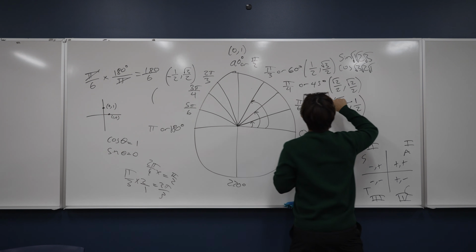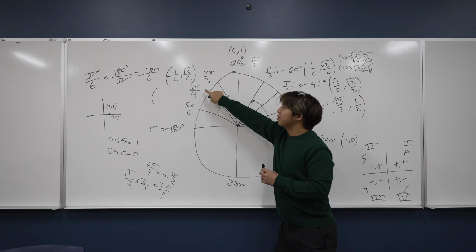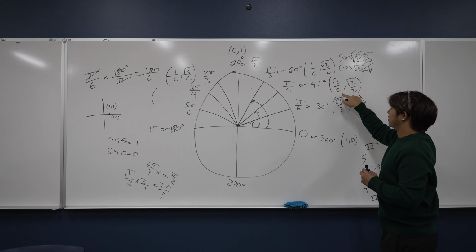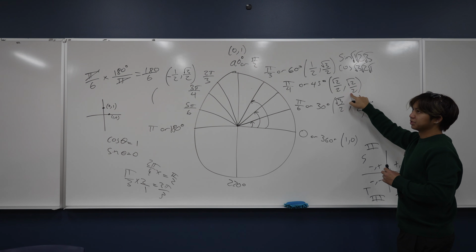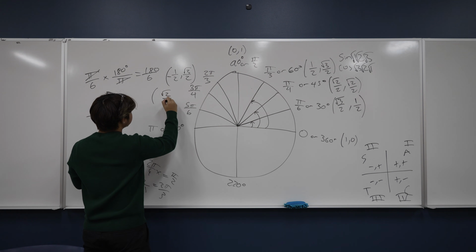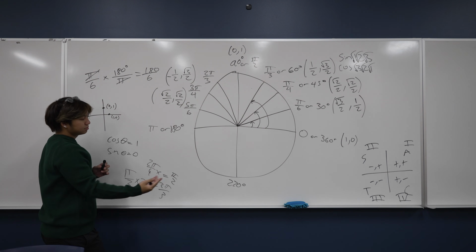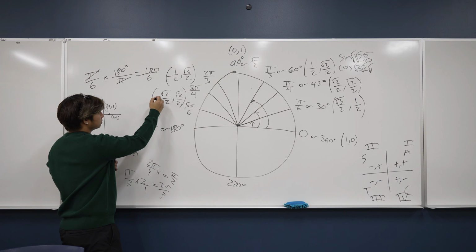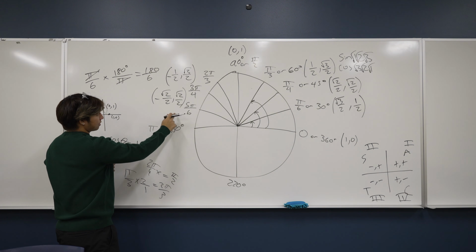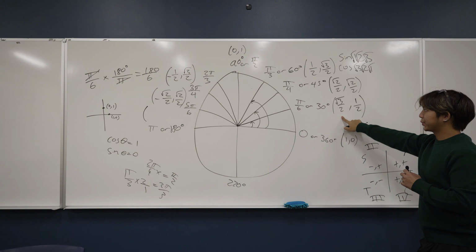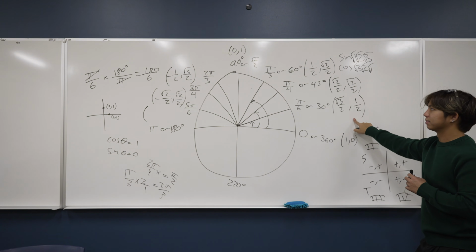Moving on to 3 pi over 4, sorry. If we go back to pi over 4, we have what? Square root 2 over 2 and square root 2 over 2. So let's write that down again. Square root 2 over 2, square root 2 over 2. And now we know that in quadrant 2, our x values are negative. So just like that. 5 pi over 6. Let's go back over here to pi over 6. We have square root 3 over 2, comma 1/2.